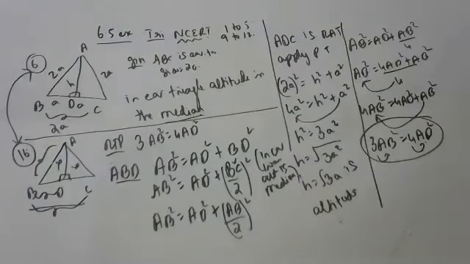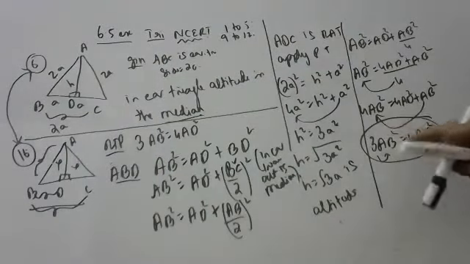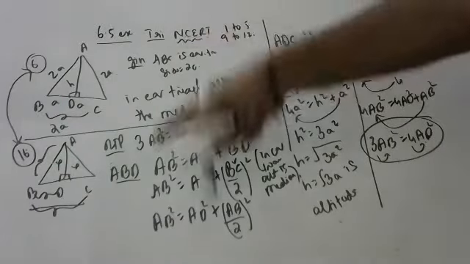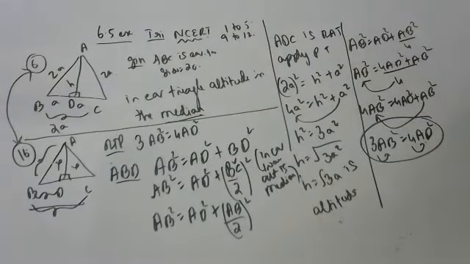Try to understand, children. 3 times the square of a side is 4 times the square of the altitude. Same sum, children. That's why I did them together. This is the 6th and 16th sum, children, in your 6.5 exercise, 10th class NCERT maths.